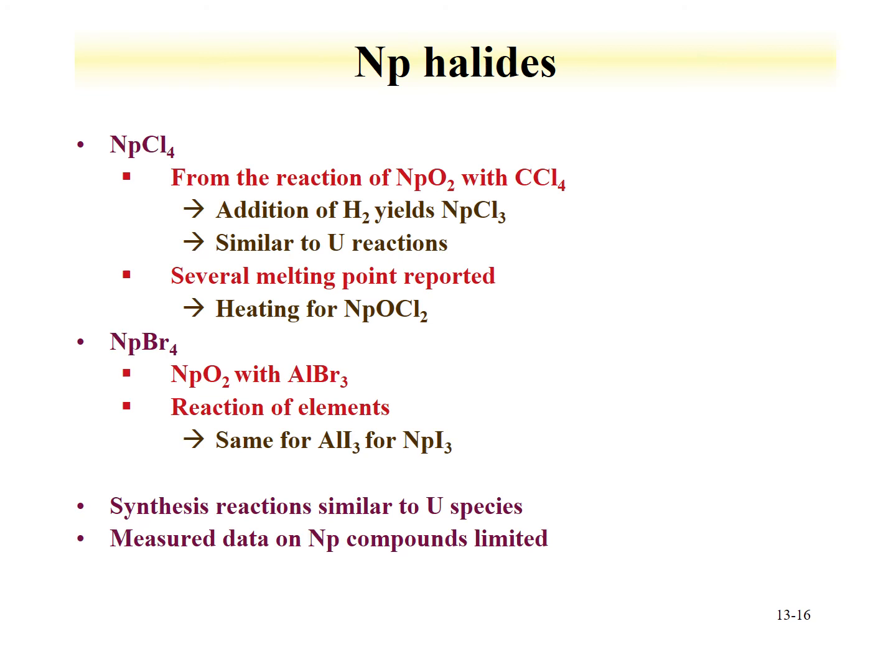Neptunium tetrachloride can be formed from the dioxide with carbon tetrachloride, and then the trichloride can be formed by treating the tetrachloride with hydrogen. This is similar to the uranium reaction. The bromide can be formed by reacting the dioxide with aluminum tribromide. And if you take the elements, neptunium and iodine, they can also form neptunium iodide. Same thing with neptunium and bromine. These reactions are all similar to the uranium species. However, the measured data on the neptunium compounds is much more limited than for the uranium homologs.